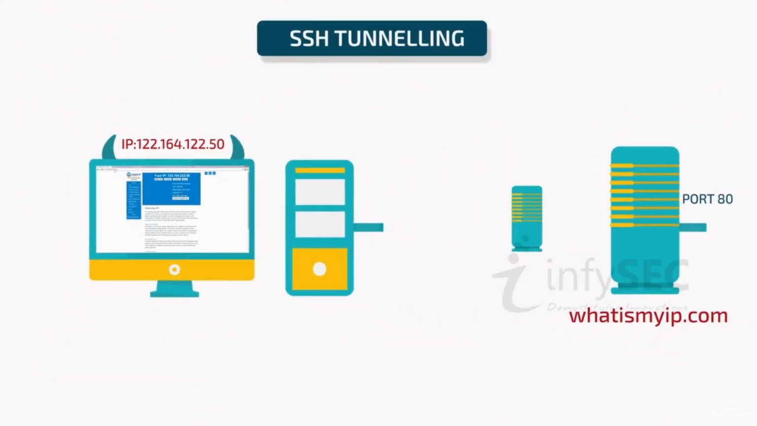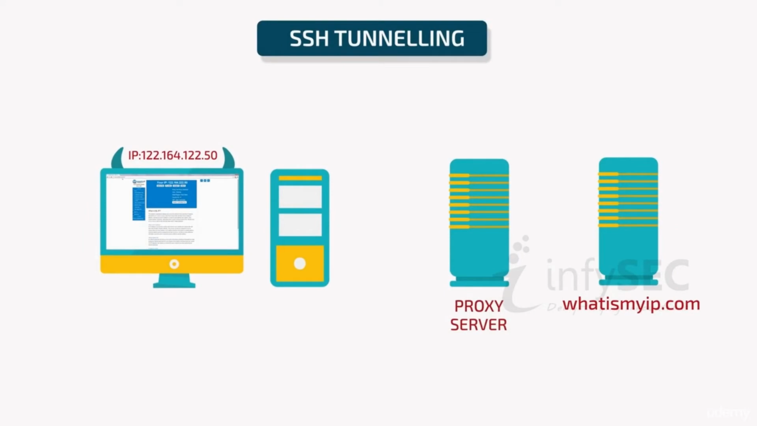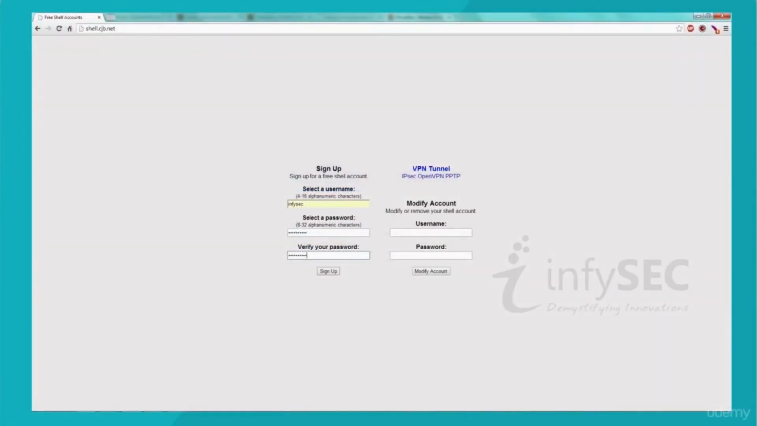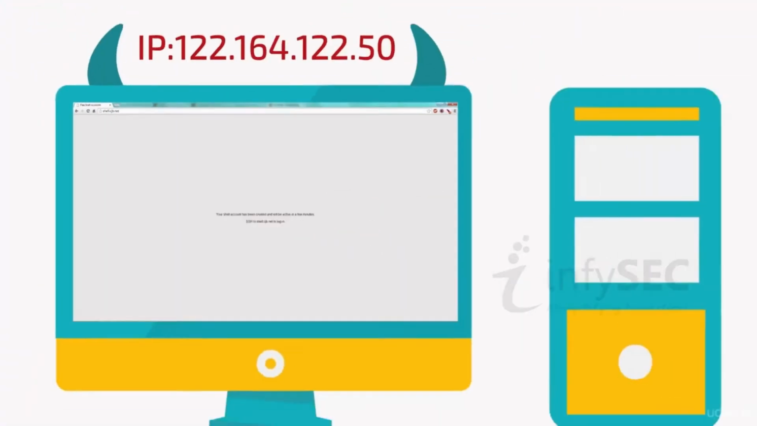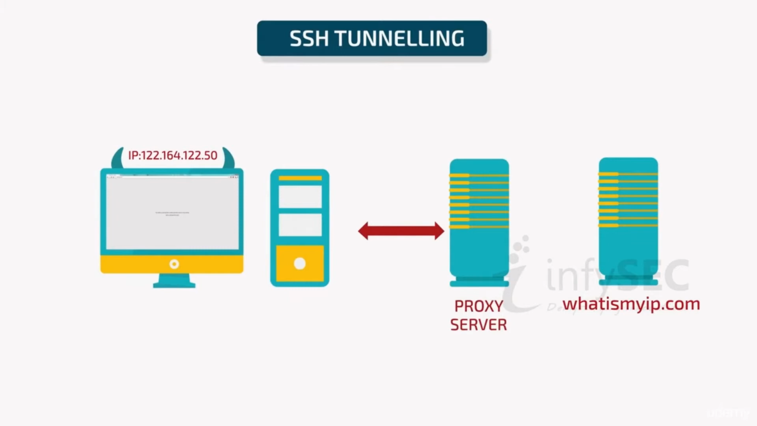In order to route the browser's traffic via a remote server using SSH tunneling, the attacker creates an account on a remote server which renders shell services. Once an account is created, then with two simple steps, an SSH tunnel can be established between the attacker's browser and the remote server by configuring the browser and a shell client application, for example, PuTTY.